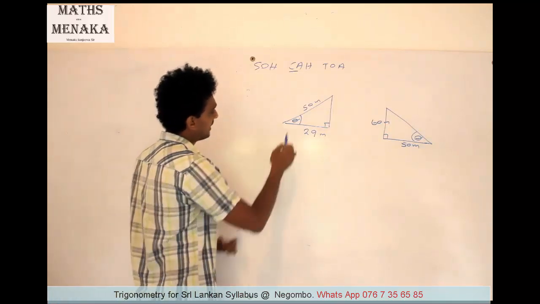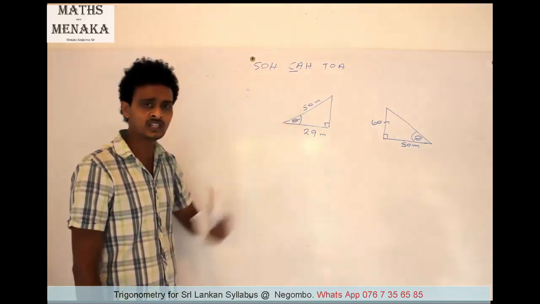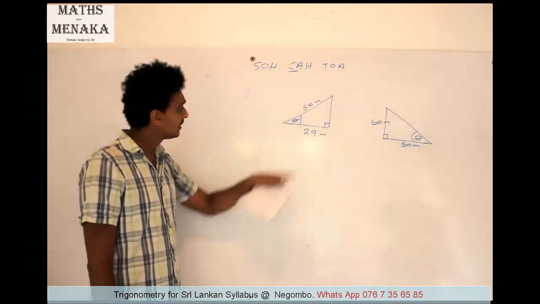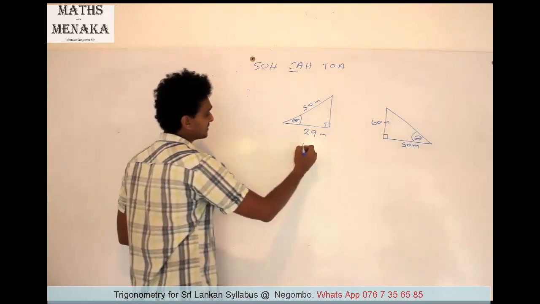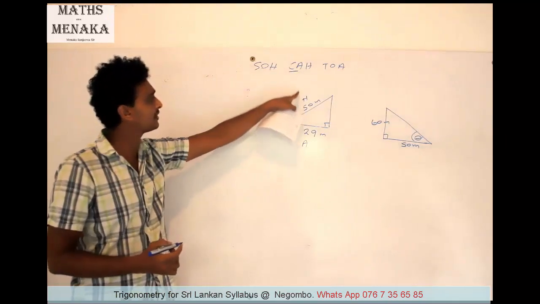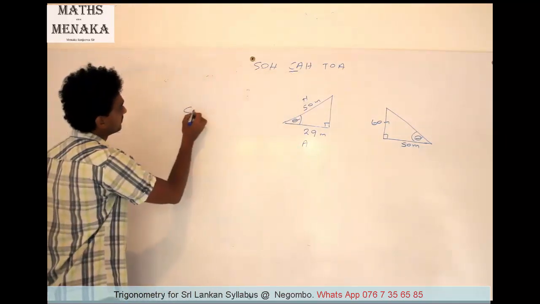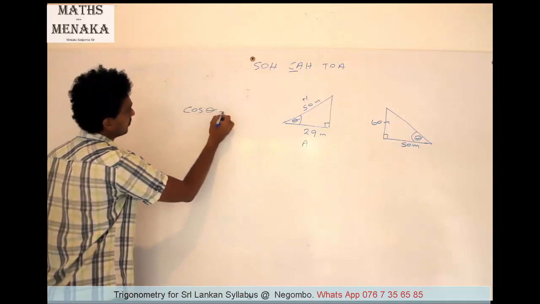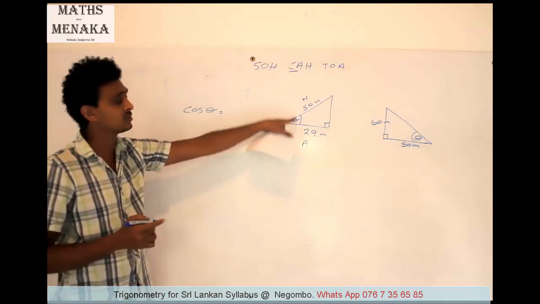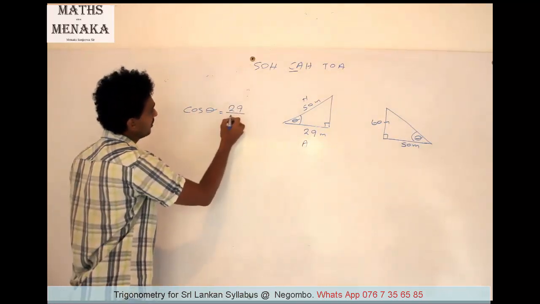Here the angle theta you have to find. The two sides are given. Name them according to the angle. This 29 is adjacent, 50 is the hypotenuse. So you have adjacent and hypotenuse, you have to go for cos. So write cos theta. Cos means adjacent over hypotenuse. This means 29 over 50.